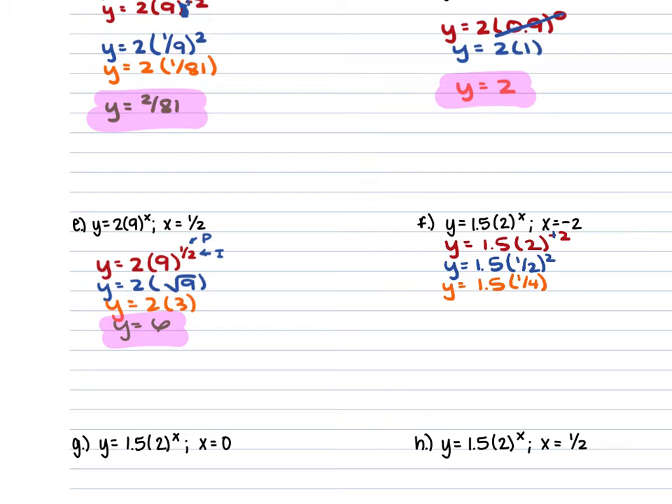Now I have a decimal times a fraction, and I don't want to work with either or, I want to work with just one. The easiest thing to do is to turn that 1.5 into a fraction. 1.5 is the same exact thing as 1 1/2, which if you turn that into an improper fraction, 1 times 2 is 2 plus 1 is 3 over 2. So we're doing the same exact thing as y is equal to 3 over 2 times 1 over 4. The 3 times 1 is 3. The 2 times 4 is 8. So y is equal to 3/8.